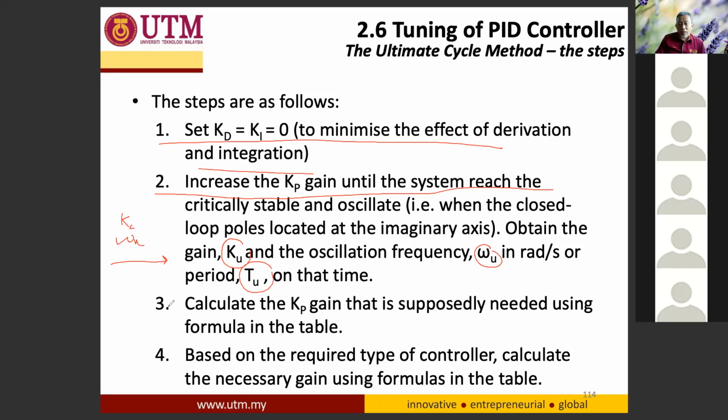And then you calculate the Kp gain, the Kp gain that is supposedly needed, using a formula. So in order to do Ziggler-Nichols tuning, you must have a standard formula, which is shown here, if I'm not mistaken.